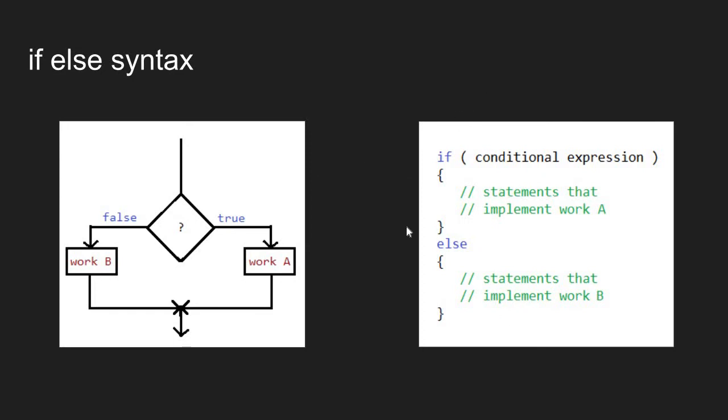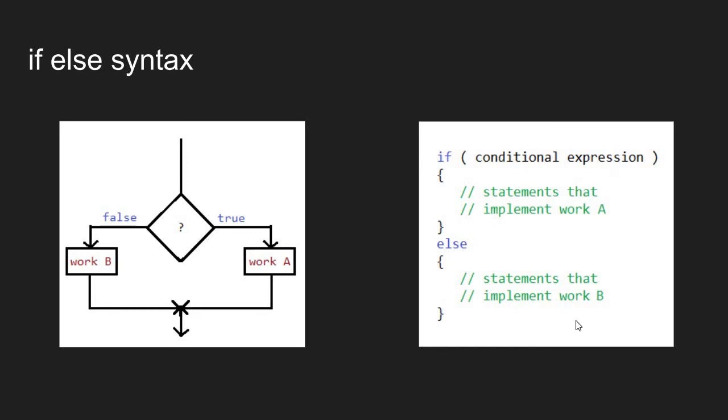So the way we flow through this logic block is as follows. We're going to first test this conditional expression, and it will evaluate to either true or false. If this conditional expression evaluates to true, I will execute all of the statements in the if block and skip the else block. If it evaluates to false, I will skip the if block and execute all of the statements in the else block.